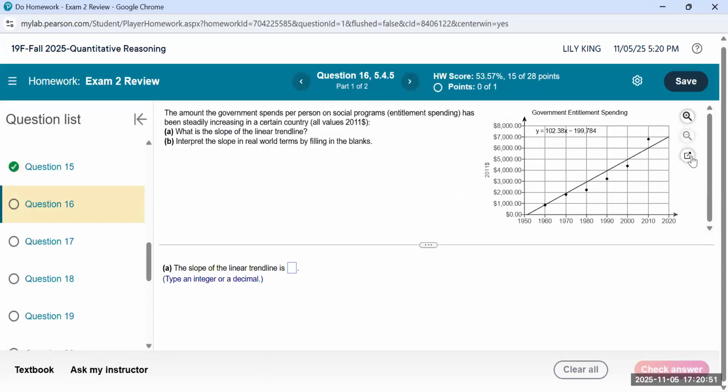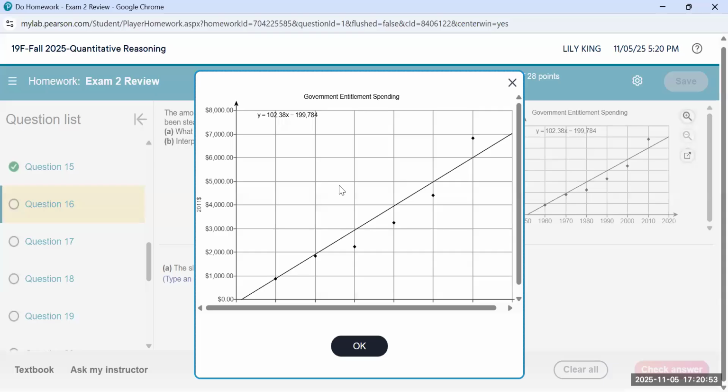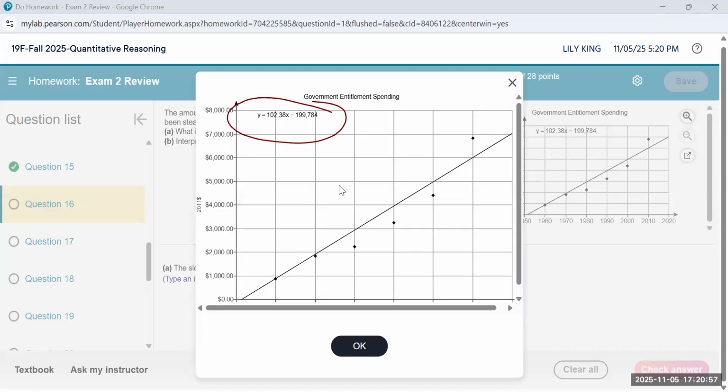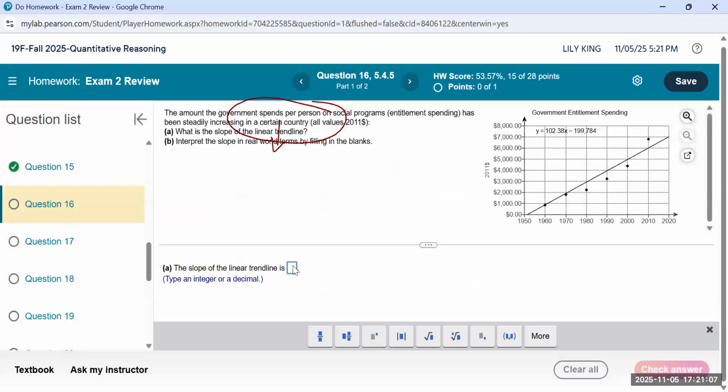Now here we have our equation, and we're going to pick the slope from this equation. Right, the coefficient of x is always what? Our slope. So 102.38 is our slope.